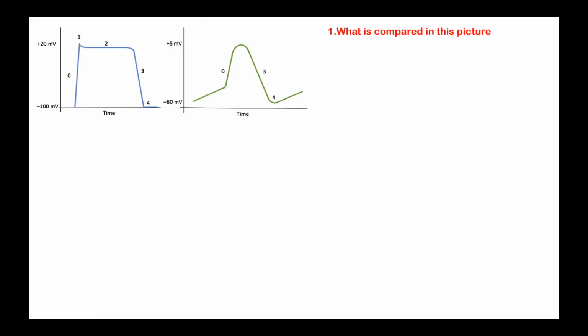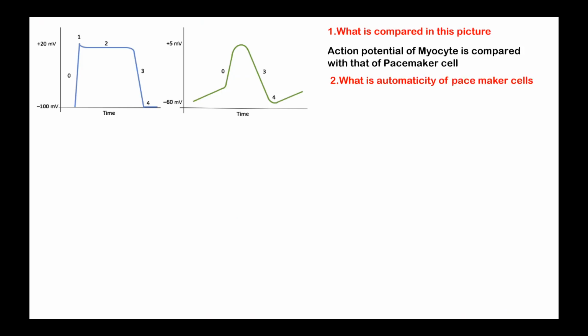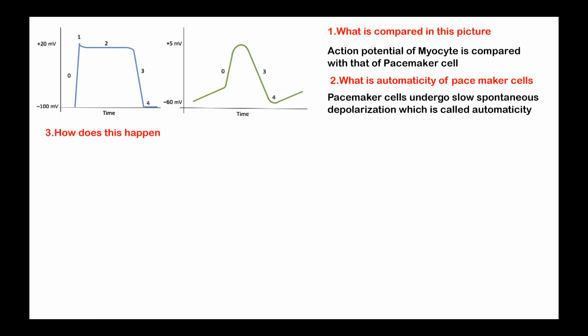What is compared in this picture? Action potentials of cardiac muscle and sinus node pacemaker cells. Very good. What is automaticity of the pacemaker cells? They don't require an external stimulus, sir. They fire through spontaneous depolarization, which is called automaticity.